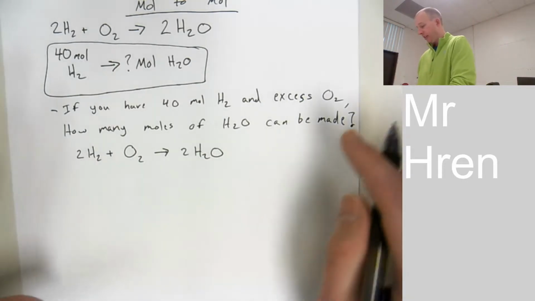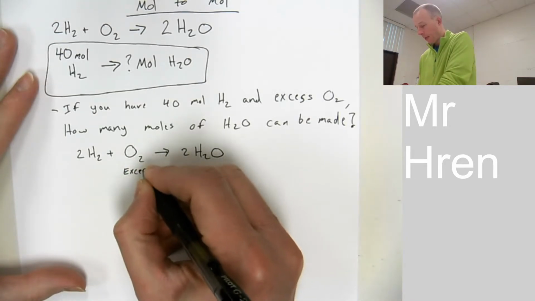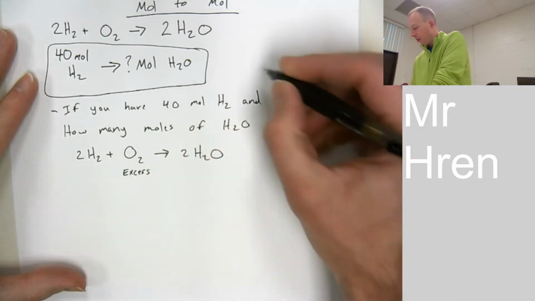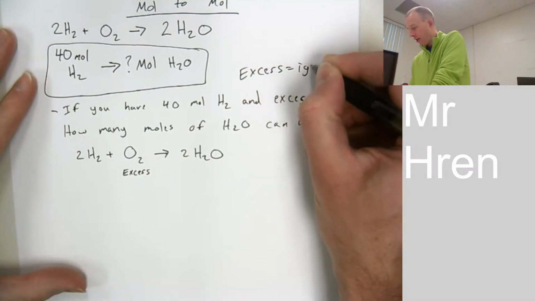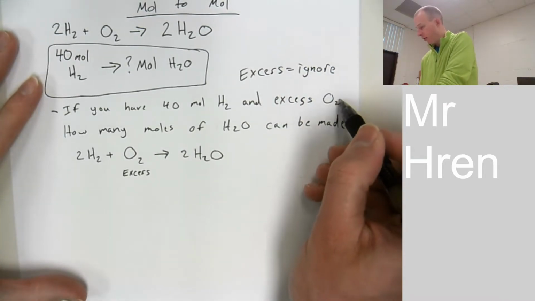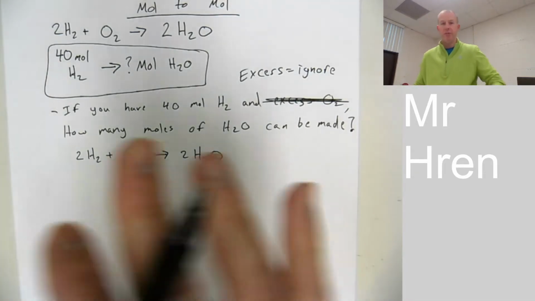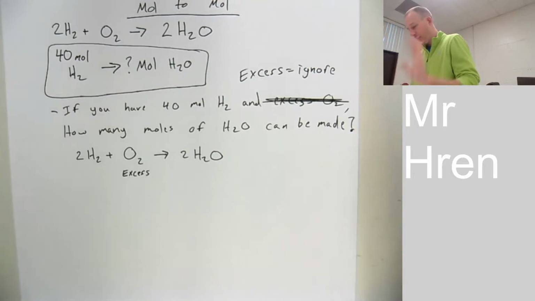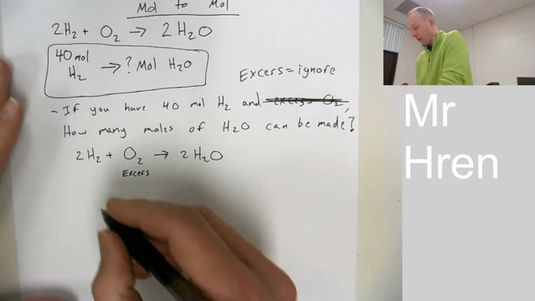So in this case, this is done for us. This says we have excess oxygen. Whenever you see the term excess, that means you're going to completely ignore that part of the problem. So our oxygen doesn't matter. We have enough of it. We don't have to worry about it. It's not running out. That's the problem's way of saying it's not the limiting factor. It's not the limiting reactant. It's not the thing that's going to run out.